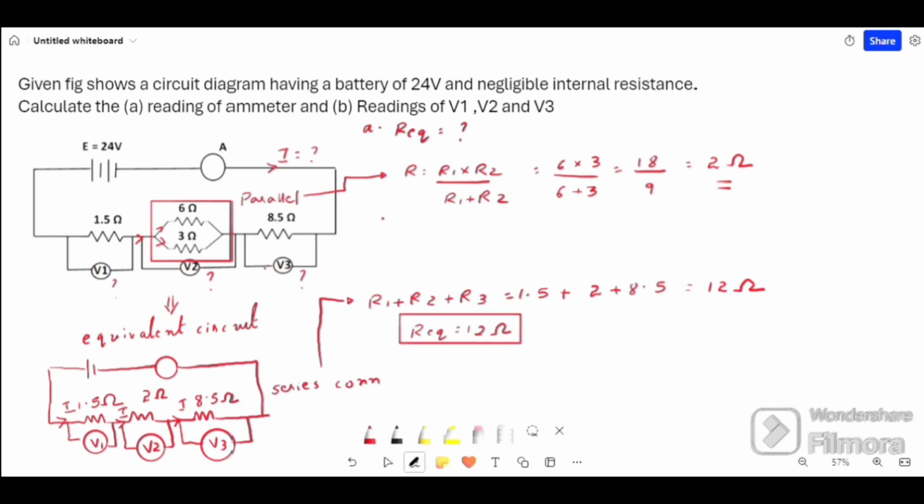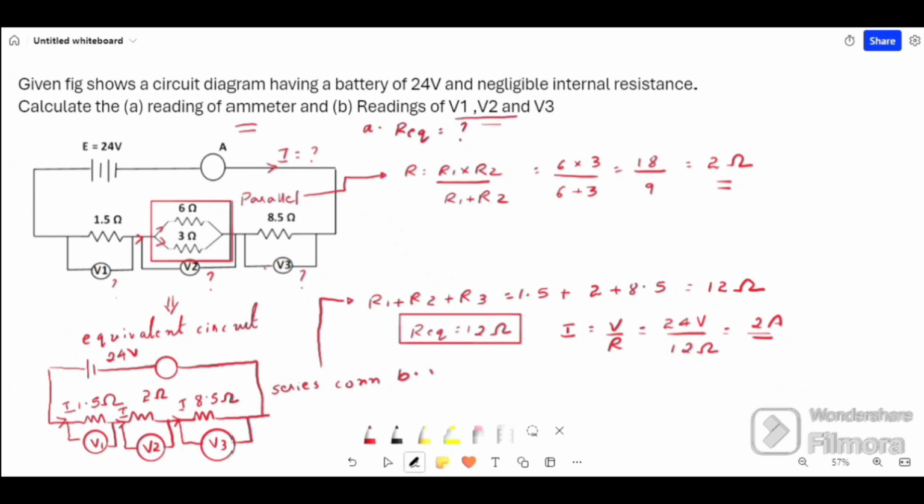For the first question, to find the reading of the ammeter, that is the current through the network, we know that I equals V by R. V is 24 volt and R is 12 ohms. Simplifying this equation, we get 2 amps as the current.